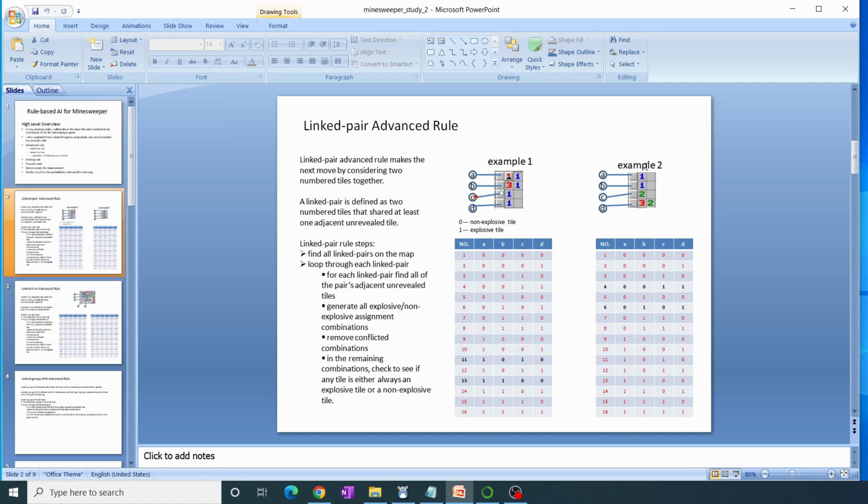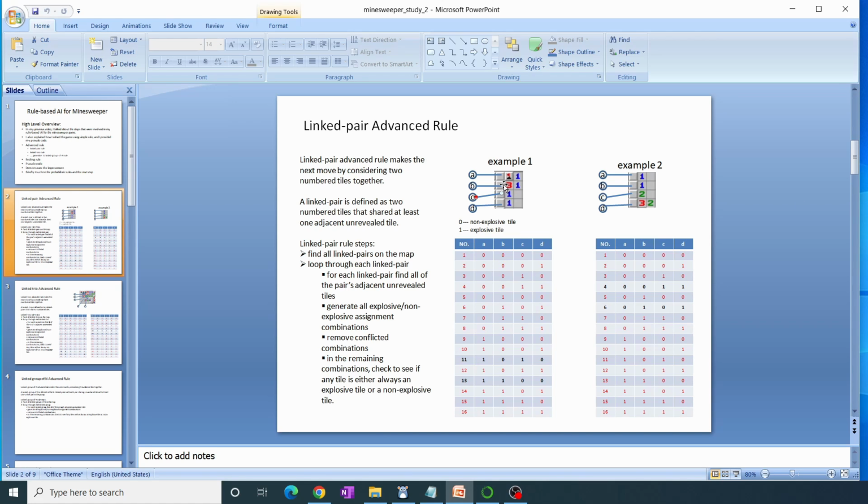Similarly, for example 2, tiles B, C, D are next to tile number 2, which means they need to have two explosives. But tiles B and C can only have one explosive because they are also next to tile number 1. This makes tile D an explosive tile and tile A a non-explosive tile.